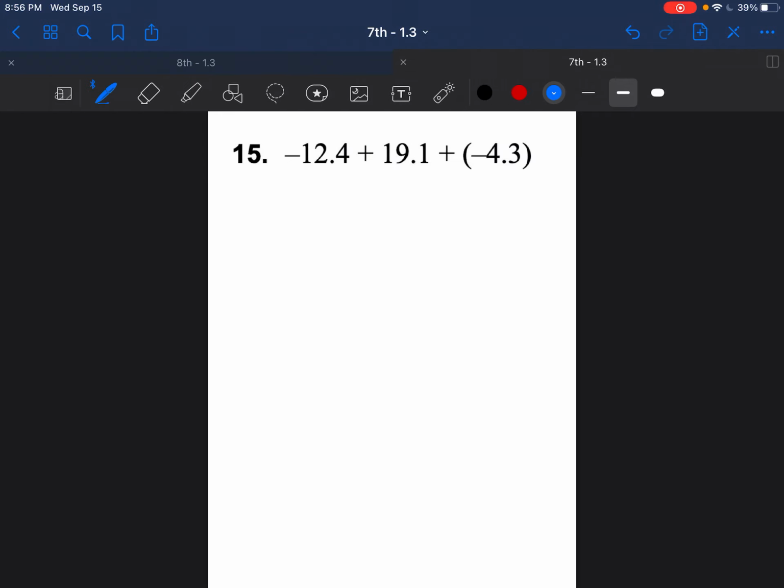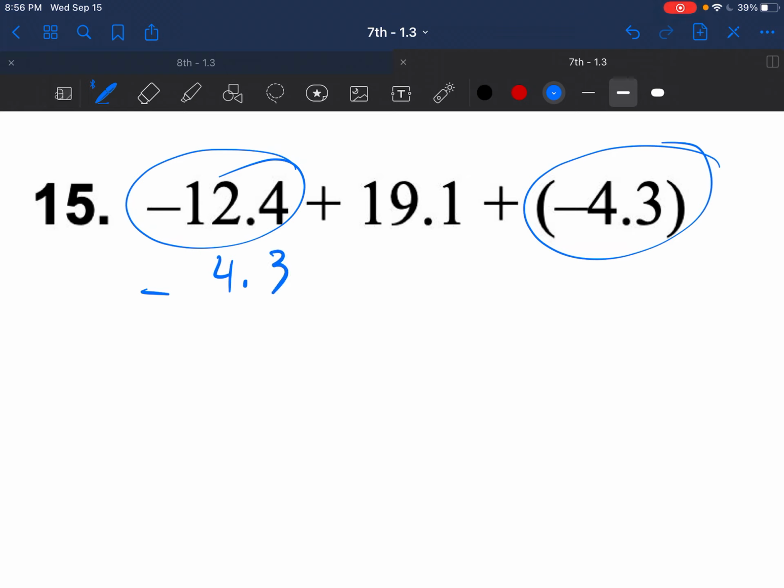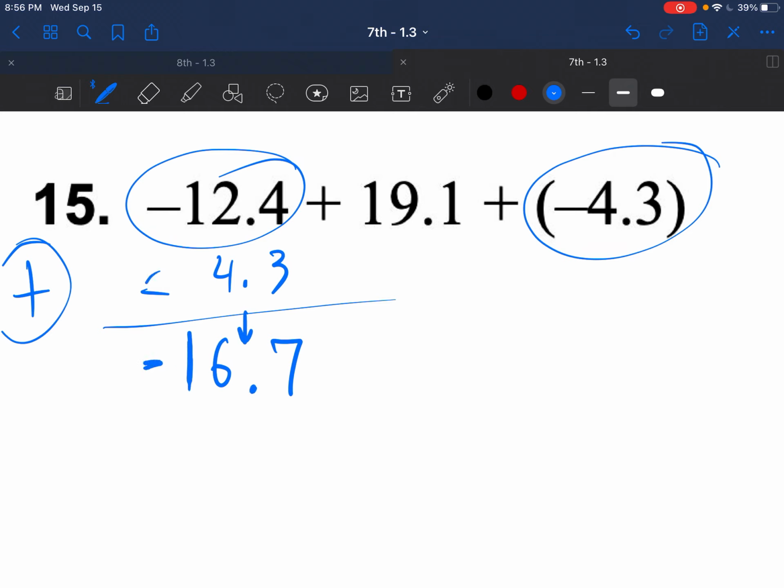Last one, guys. This is 15. Let's combine some like terms. So that's negative, that's negative. Let's put those two together and see what we can get. So negative 4.3 and negative 2.4. We know that they are the same sign, so that means we need to add. So let's add. 4 plus 3 is 7. 4 plus 2 is 6. Drop that decimal, bring down the 1. So now we have, they're both negatives.